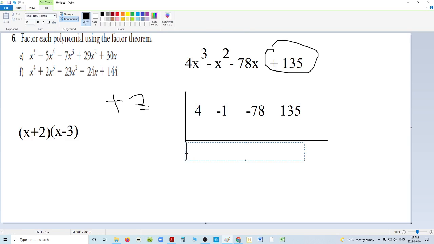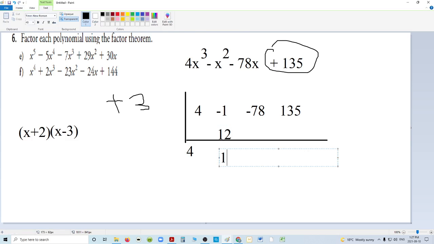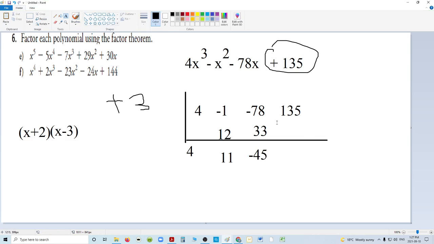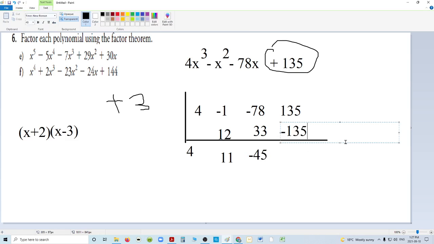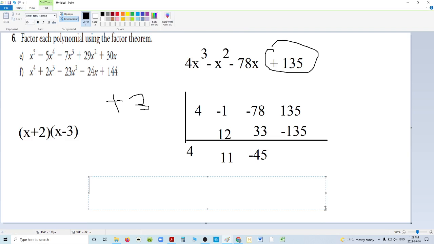And I can see I've got a 4 here. When it comes up here, it's 12. When I add them together, I'm left with 11. When I multiply by 3 here, I got 33. When I add them together, I get minus 45. And when I multiply that by 3, I get minus 135, and they cancel out. So right away, I can see that my new factor is 4x squared plus 11x minus 45.